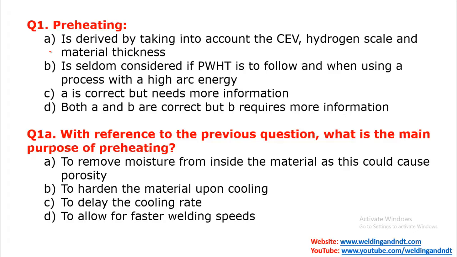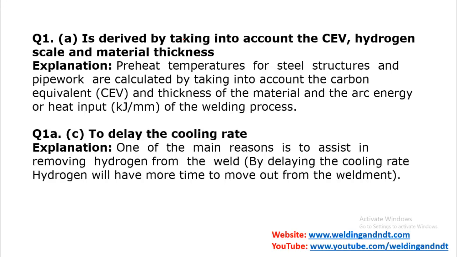The correct answer of question 1 will be: preheating is derived by taking into account the CEV. CEV is the carbon equivalent, hydrogen scale and material thickness. So basically this is given in the CSWIP 3.1 book, and while explaining preheating I have explained this also in my preheating chapter of CSWIP. See what happens.